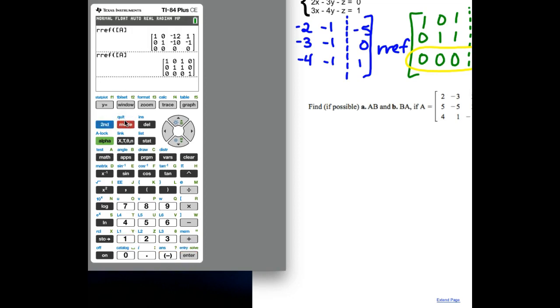I'm going to quit out of that, go back into my matrix screen. This time, though, I'm going to edit matrix B. I'm going to make a 3 by 3 again. This time I have 2, 4, 3 for my first row. Second row, 4, 1, 5. And third row, 2, -3, and 2. All right.